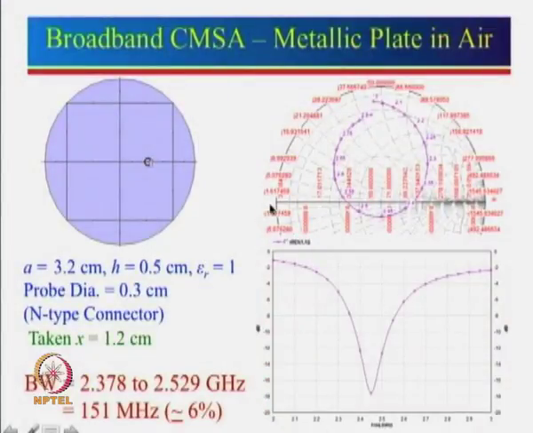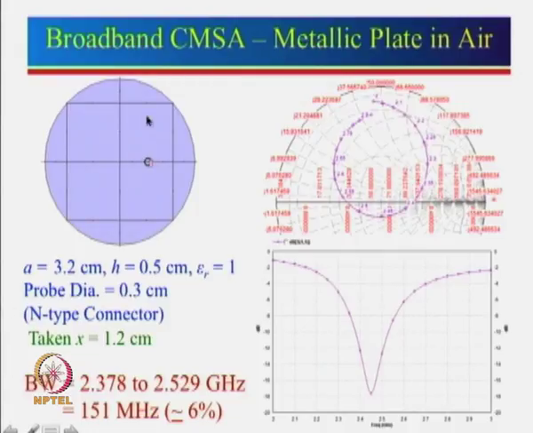And then we started taking an example of a broadband circular microstrip antenna which was suspended in air. So, today we will see what the practical implementation is and how we suspend a circular microstrip antenna in air. So, let us continue from the point where we left. We had started discussion on broadband circular microstrip antenna where we had used a metallic plate in air.